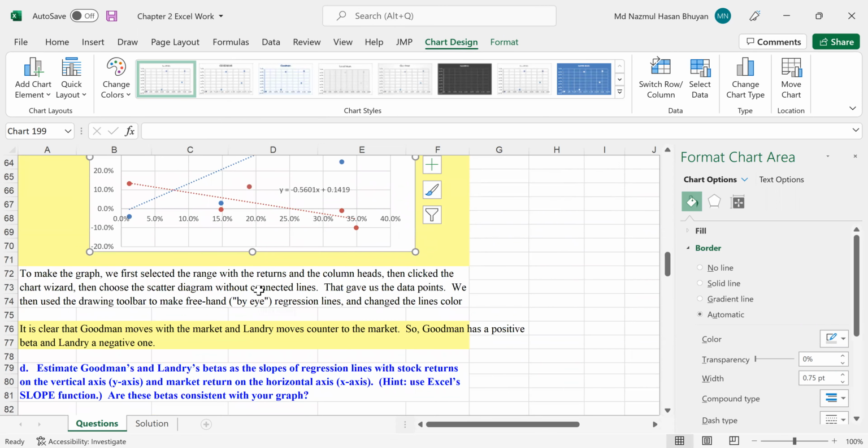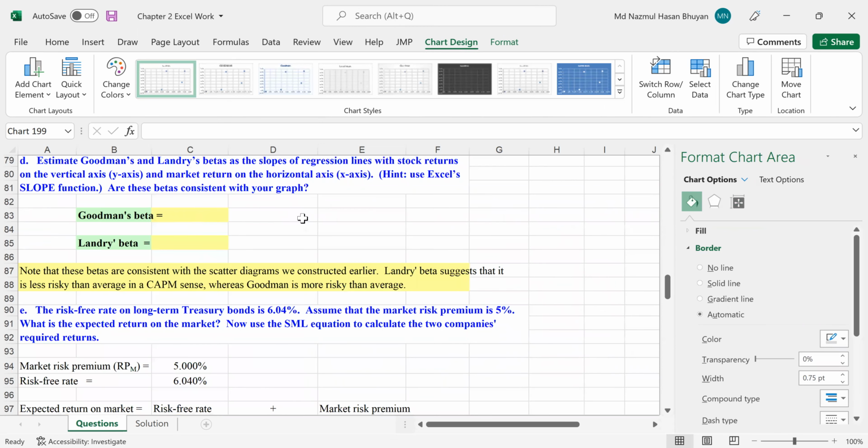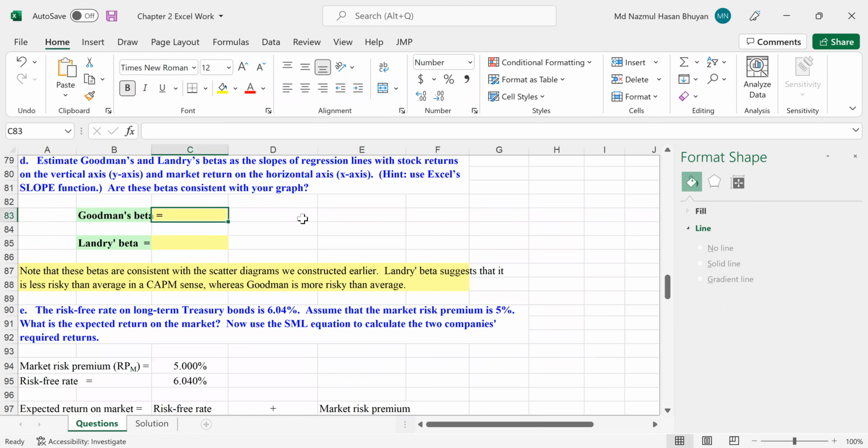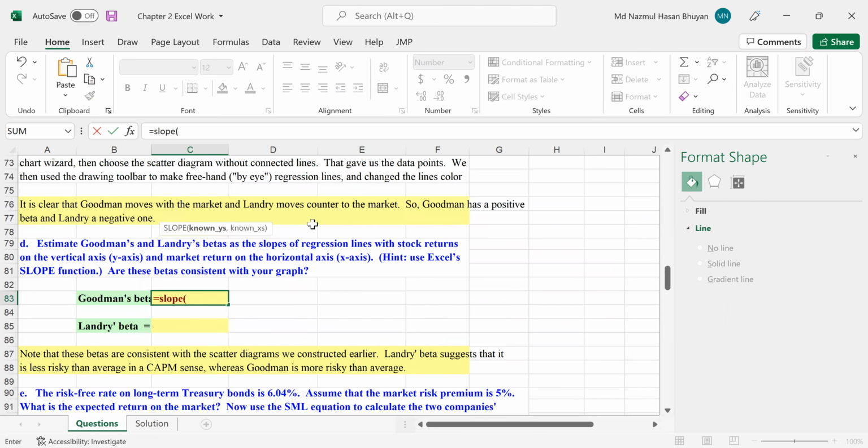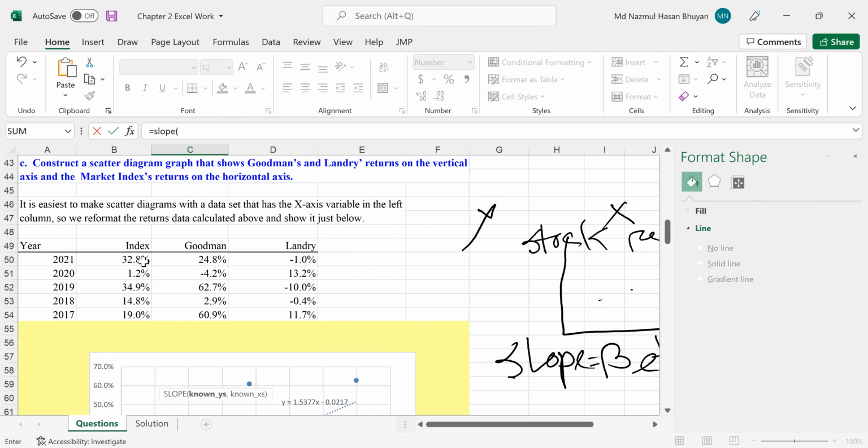Next, let us now use formula to calculate beta of Goodman and Landry. And the formula is slope. And then, as you know, Y is what? Stock return. So choose stock return.